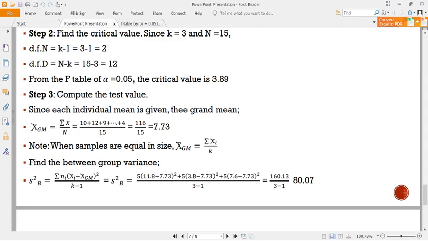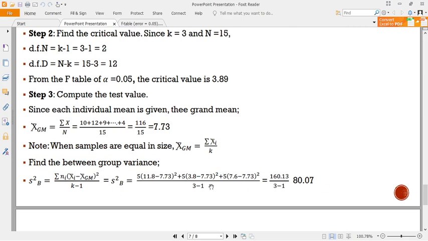So we do the same for the second group. The individual mean is 3.8 minus the grand mean, which is 7.73. We square and multiply by our sample size, which is still 5. So here the sample size is constant, it is 5 because it is the same all through. But in case there is a variation, please maintain the sample size of that particular group.